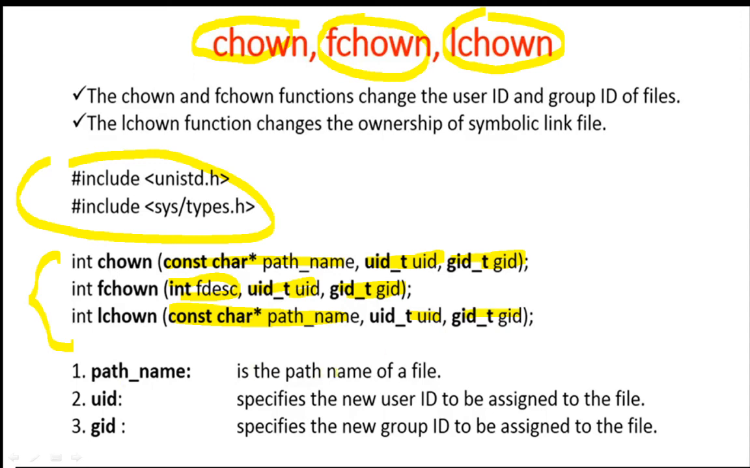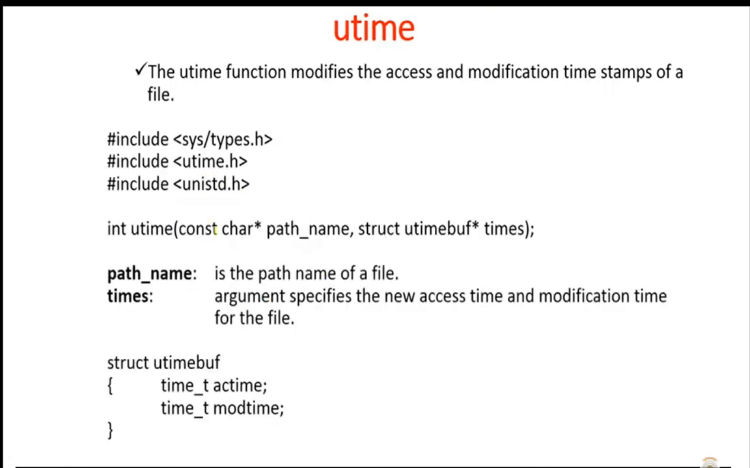Path name is the path name of the file. UID specifies the new user ID to be assigned to a file, and GID specifies the new group ID to be assigned to the file. You are just changing the user ID and the GID, right? So whatever user ID and GID you give, that will be assigned to that particular file or directory.